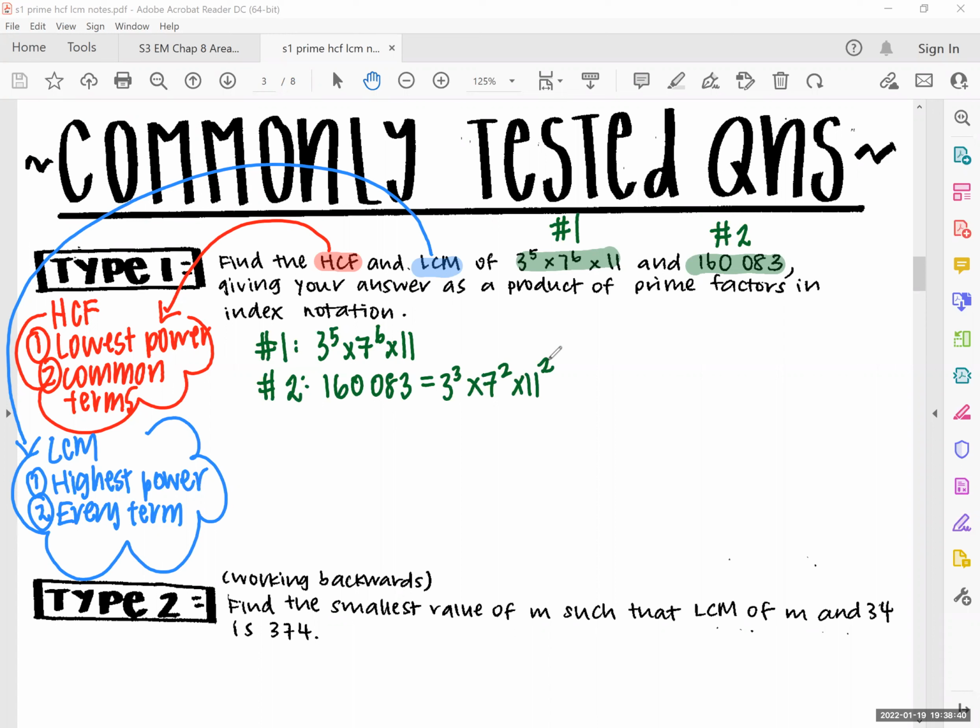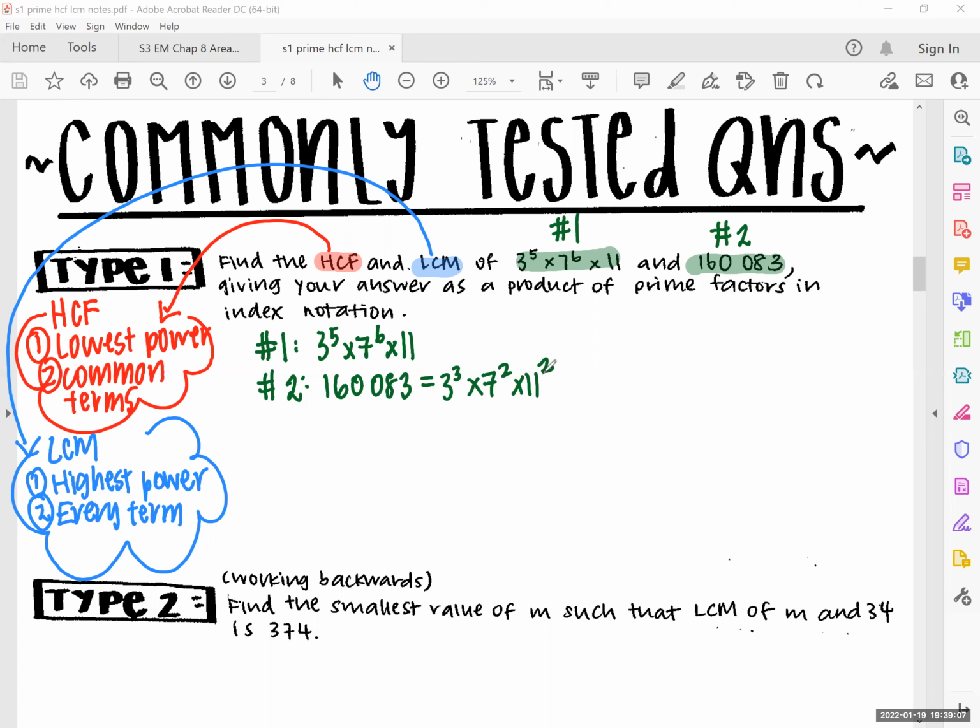Now, let's say in the exam you panic and you want to see whether your answer is correct. Key all this into a calculator and see whether it also gives you 160,083. If it does, then yes. If it doesn't, then you need to redo. So right now, this is number 1 and number 2, right? Let's go and do the HCF and LCM.